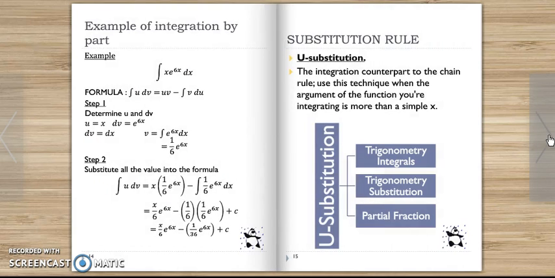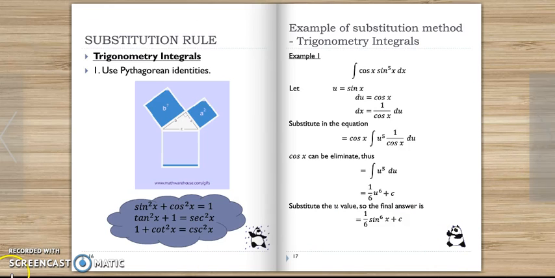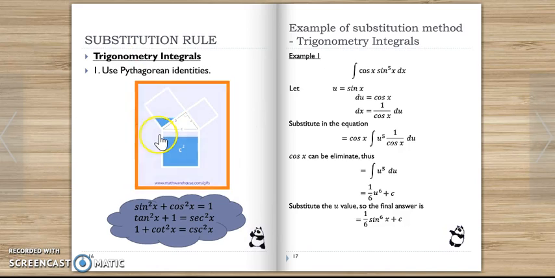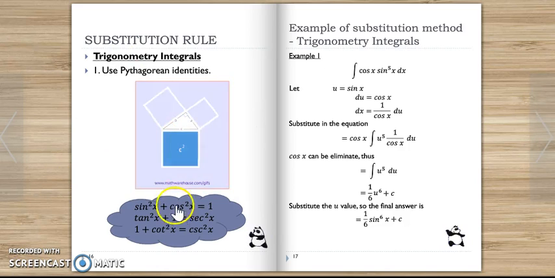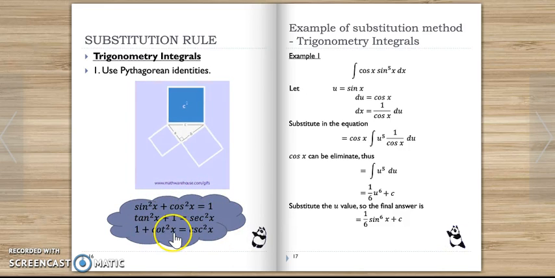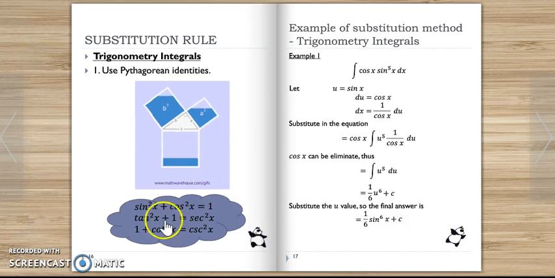Then the second one is the substitution rule. You can see that it can be divided into trigonometric integral, trigonometric substitution, and partial fraction. Now let's see, what is this? This is the Pythagoras identity. This is seriously important. You have to remember this. It is like a map to something, and if you don't have this, then you will be lost.